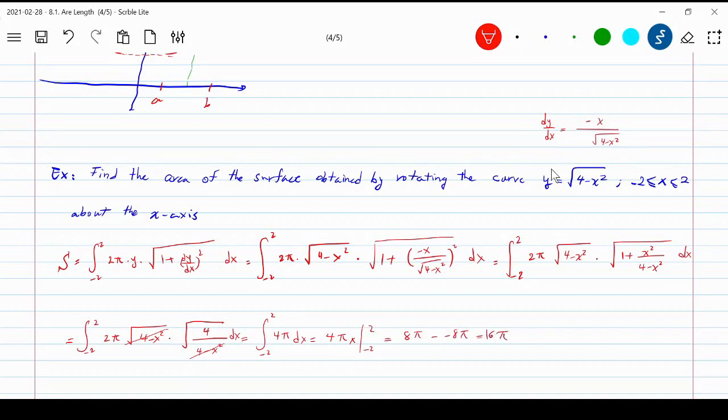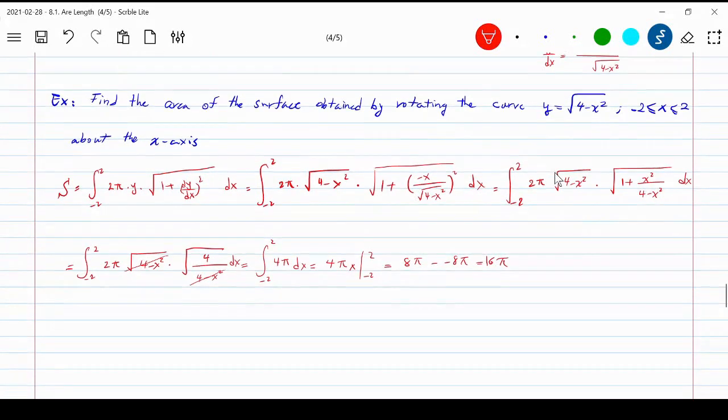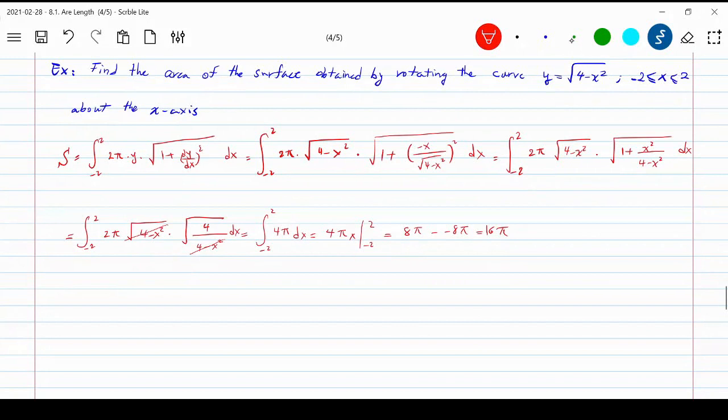So this is finding the surface area obtained by rotating this curve. And by the way, this curve is nothing too complicated. This is just a circle of radius 2, upper half of the circle. So if you rotate it around the x-axis, what you would get is basically a sphere. You get this sphere which has radius 2.